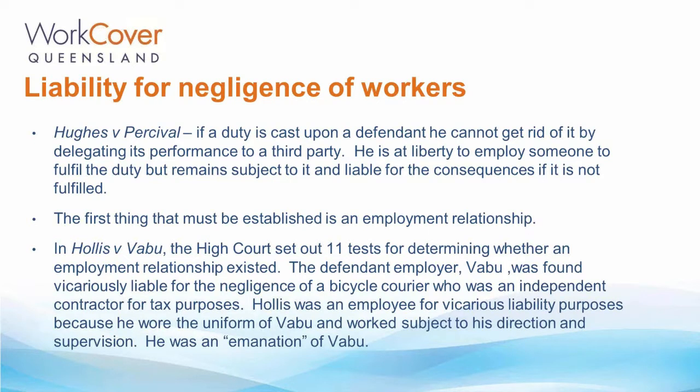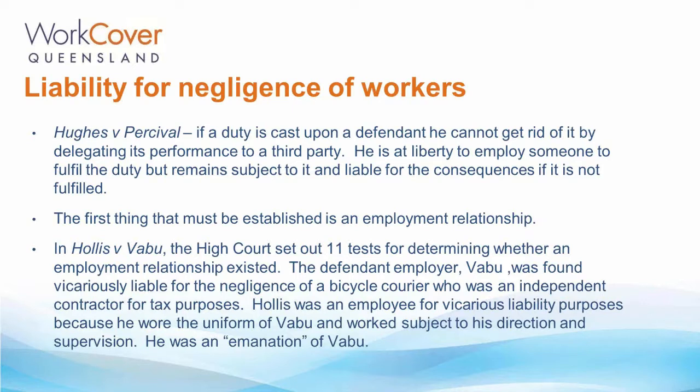We were talking about vicarious liability, which is liability for the negligence of workers. An old House of Lords decision is probably one of the first authorities to discuss vicarious liability. And in that case, it was found that if a duty is cast upon a defendant, he cannot get rid of it by delegating its performance to a third party. He is at liberty to employ someone to fulfill that duty, but remains subject to it and liable for the consequences if it is not fulfilled.